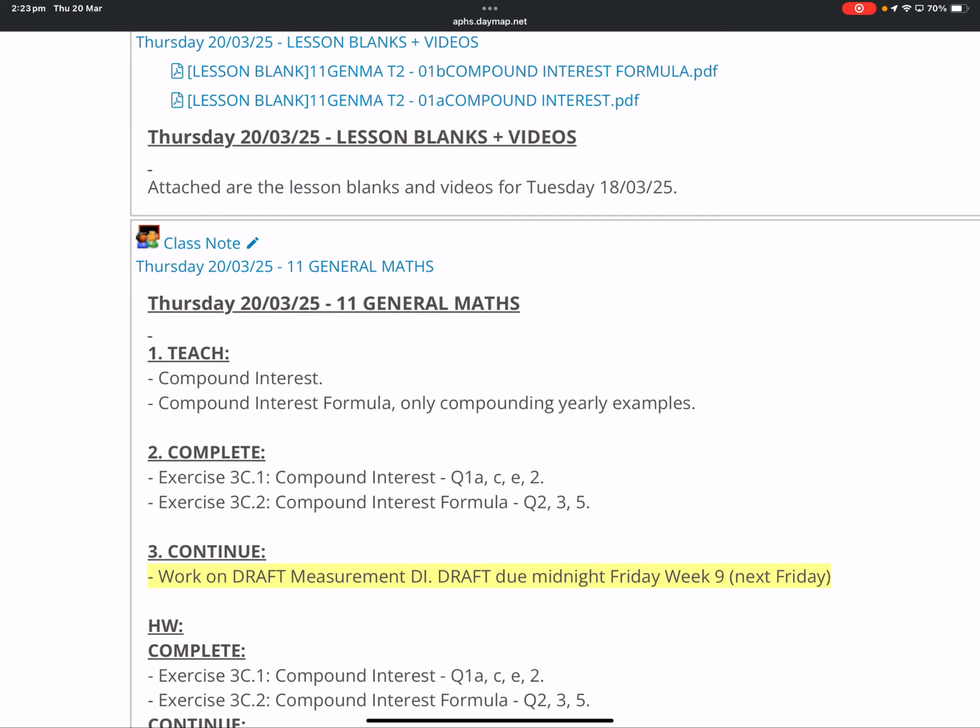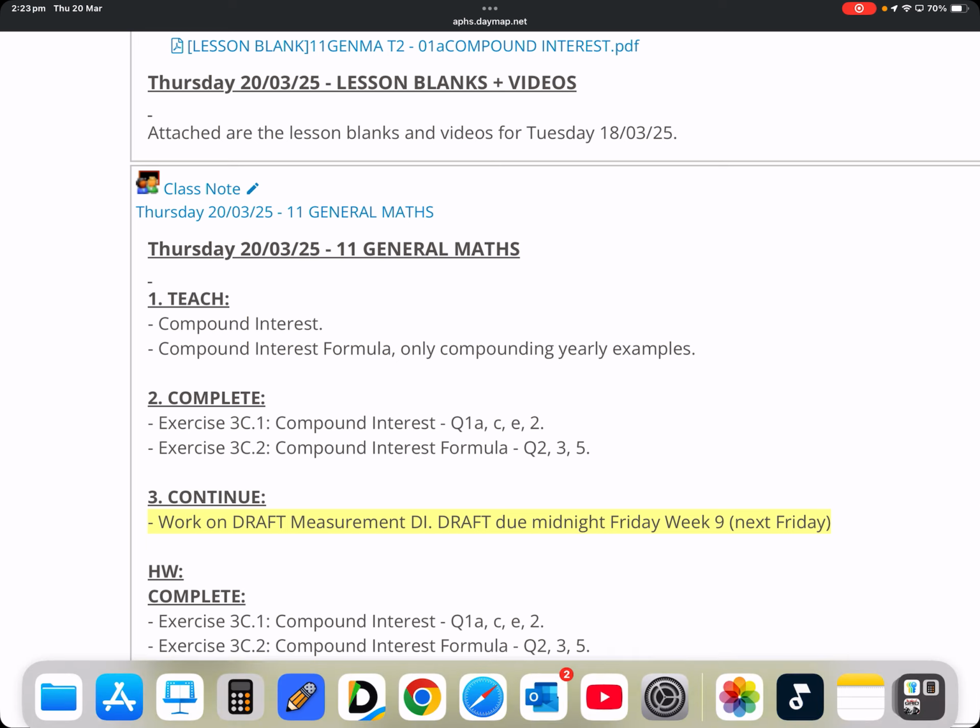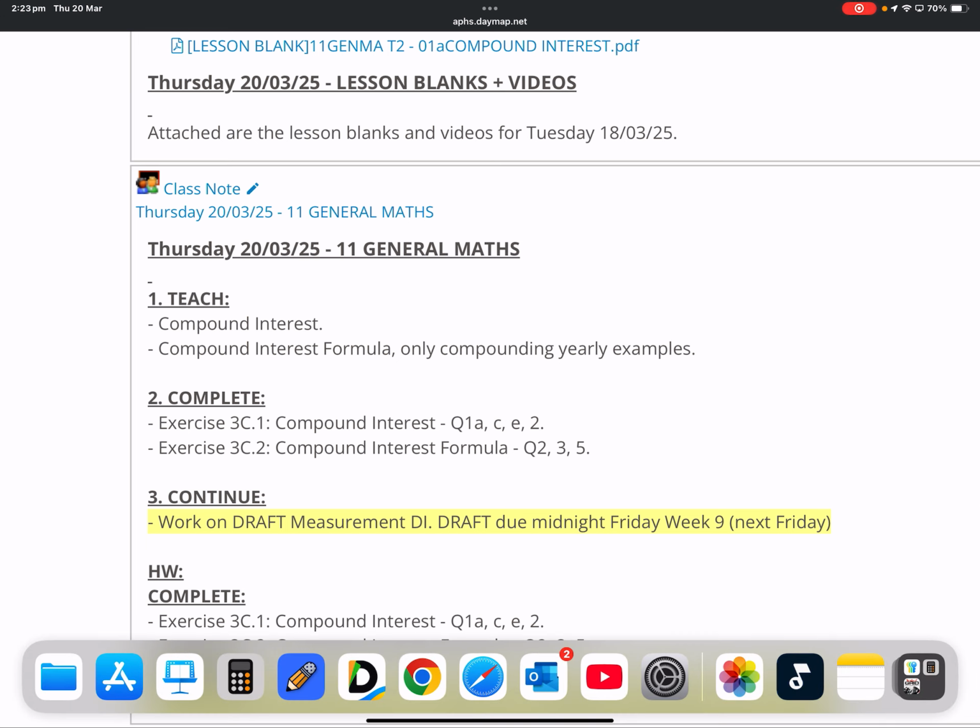Today I'm teaching compound interest and then the compound interest formula. If you were like your class from last year, this is a repeat, straight year 10. For the guys that I didn't have, I don't know what you did last year. I know there was one year 10 class that was stuck on quadratics, so they didn't get through.